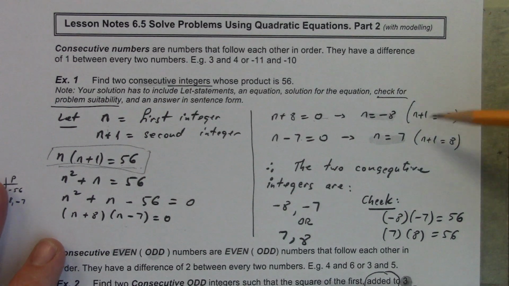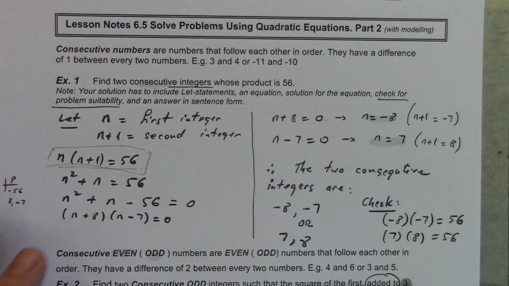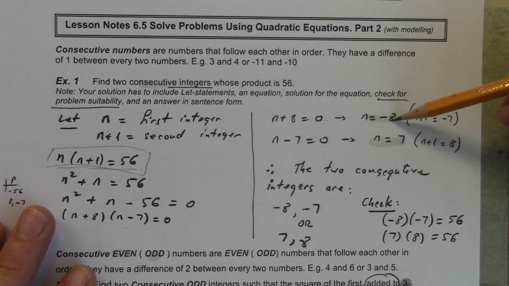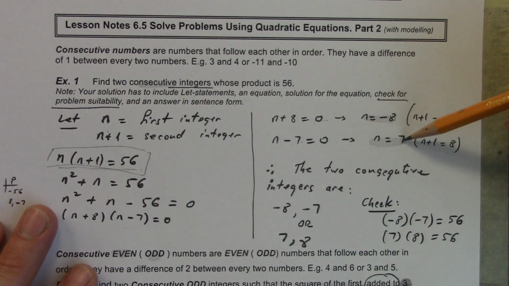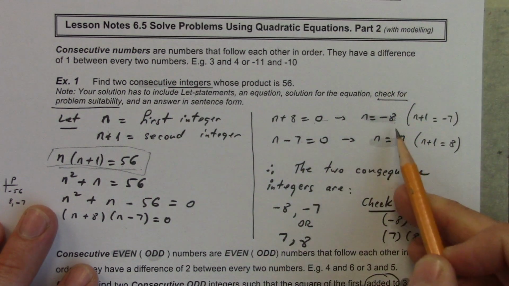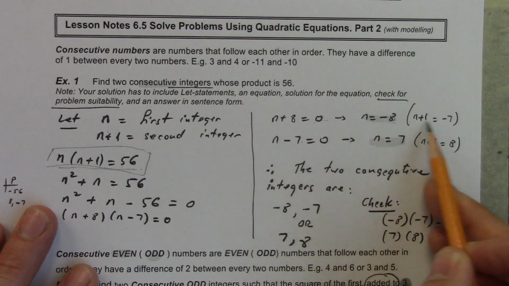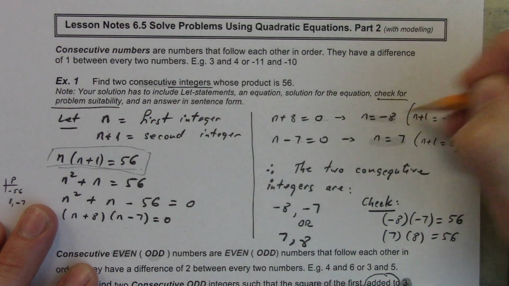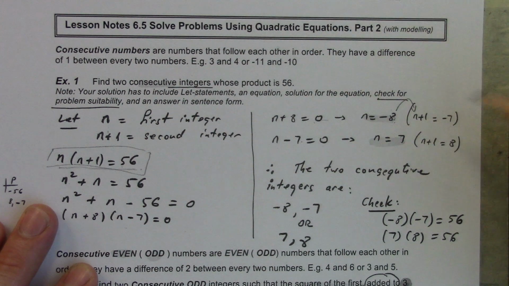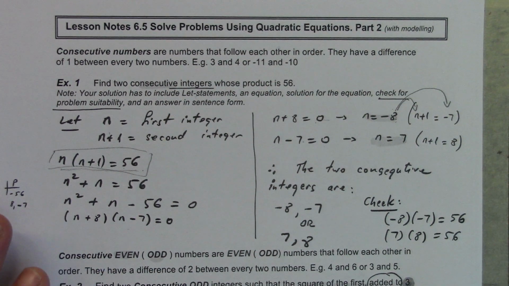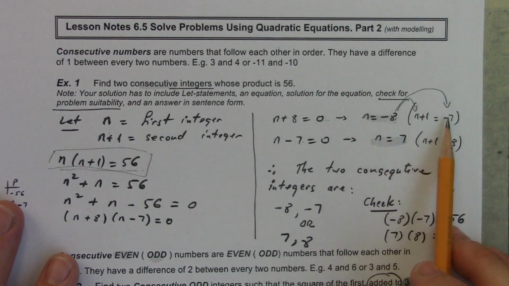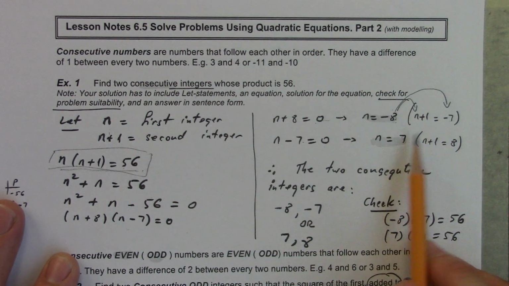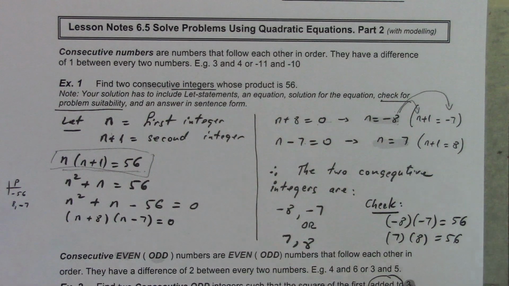So that's our answer, right? These are the two values of n, but we need consecutive numbers, so we need to come up with n plus 1 in this case. We see here n is equal to negative 8. Sub that in for n. We get my resulting number as negative 7. Now this is a little confusing because we have the negative 7 here and the 7 here, but you really have to treat these as two separate answers.